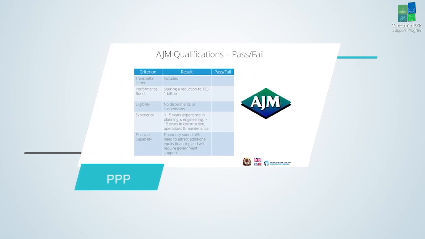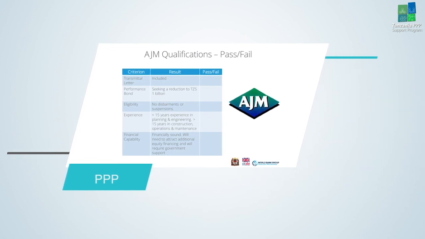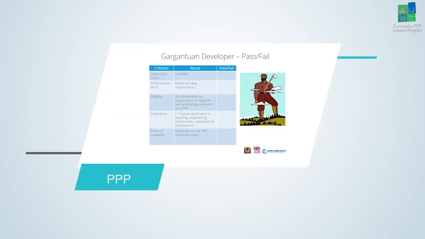In the pass-fail, you won't see the instructions here. You give them a 1 if they pass. They get a 0 if they fail. Okay? 1 if they pass, 0 if they fail. So you'll have the evaluation criteria. Here's our second proposer, Gargantuan. Same thing, you can see. They have your basic pass-fail criteria, and here's the evaluation criteria.